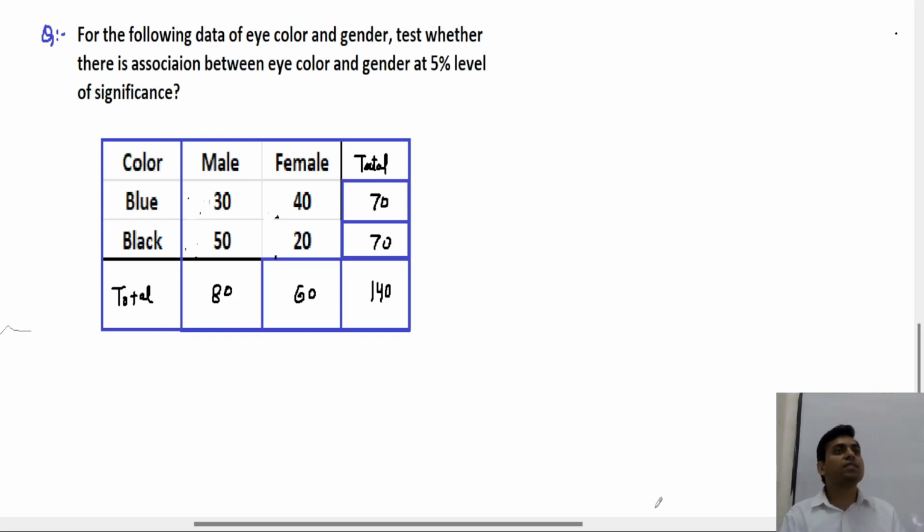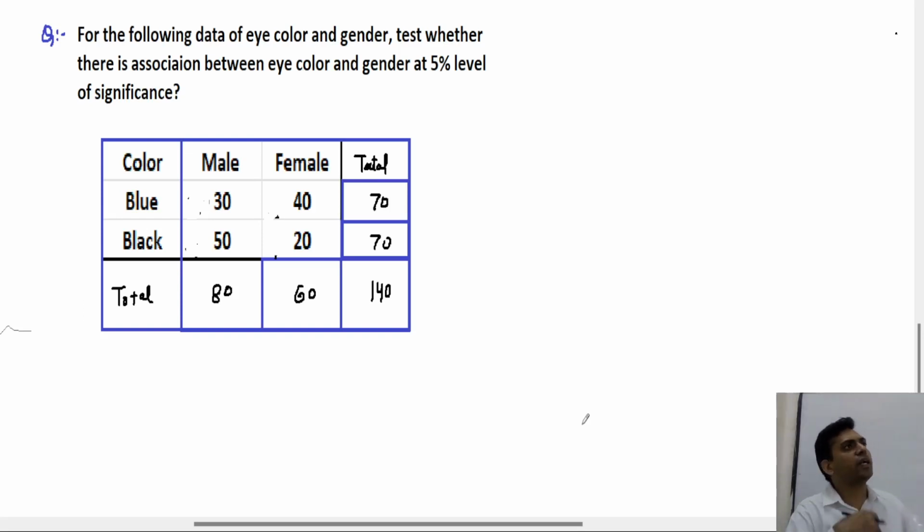ठीक है, इन दिस केस वी हैव आई कलर ब्लैक एंड ब्लू and males and females, and for blue color eyes how many males are there? 30 males, and for blue color eyes how many females? 40. Clear? So ये हमारे पास structured data, एक tabular cross table data है. So this cross table data is considered as contingency table. For this contingency table, we need to find, is there any association between eye color and gender?